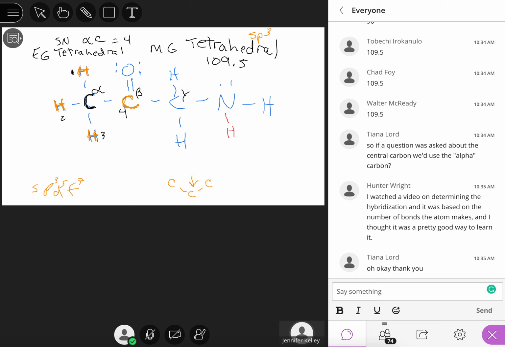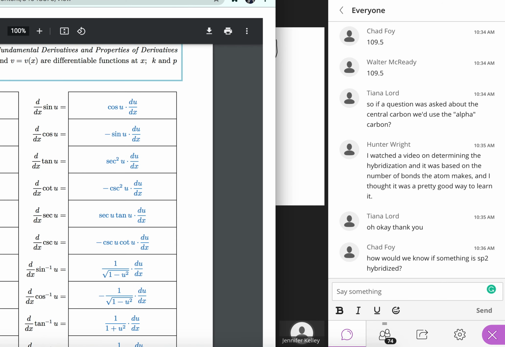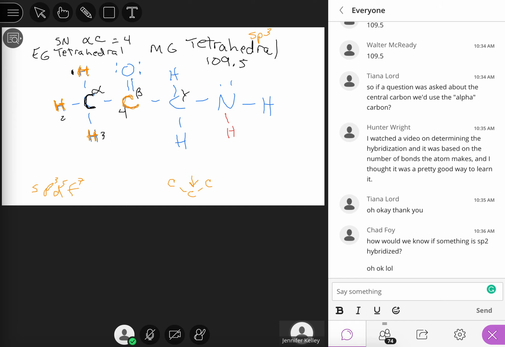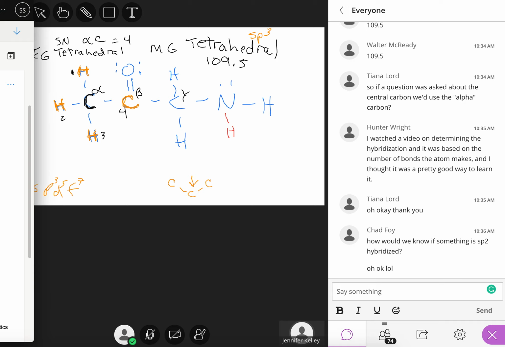So let's take a look at the beta carbon. Looking at the beta carbon, see if you can do that one on your own. What is it? Actually, that's what we're going to do right now, Chad. That's a really good way to lead into it. All right, so what is the geometry of the beta carbon? That's the carbon with the little B shape next to it that I wrote in. So how many atoms is that carbon bonded to?